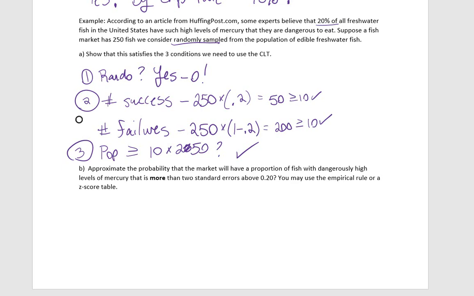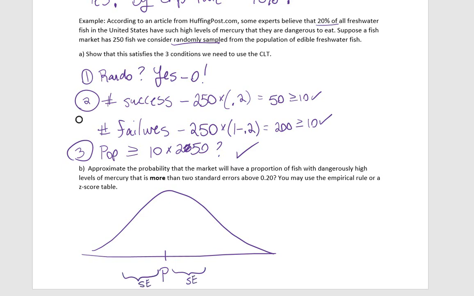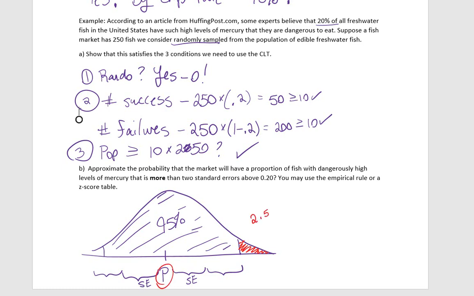Now, since we met all the central limit theorem conditions, what that means is that we're going to have a normal curve where most of our samples are going to reflect the population, give or take a standard error. And remember, since this is a normal curve, we can use the empirical rule. So let's approximate the probability that the fish market will have a proportion of fish with dangerously high levels of mercury that is more than 2 standard errors above 0.2. Remember, if we go 2 standard errors out, that means that in the center, 95% of our samples will probably fall somewhere in here. So what's the probability our sample has more than 2 standard errors above that 20% proportion? Well, that's going to be 2.5% by the empirical rule.